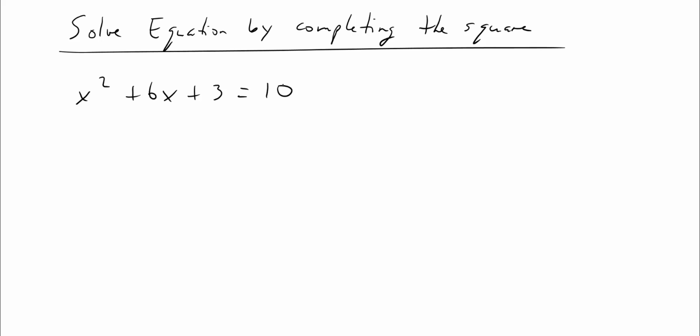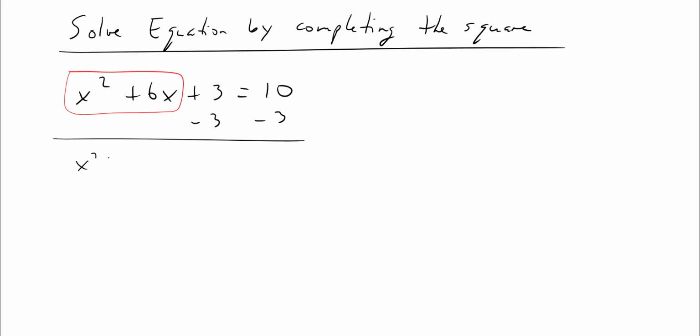All right, so you've got to write these steps down. I'll write the steps down at the end, all the steps I need to do, but I want to do a couple examples. The first step we're going to do is subtract 3, because what you want to do is get this all by itself. Okay, so I'm going to subtract 3 from both sides, and I get x squared plus 6x equals 10 minus 3 is 7.